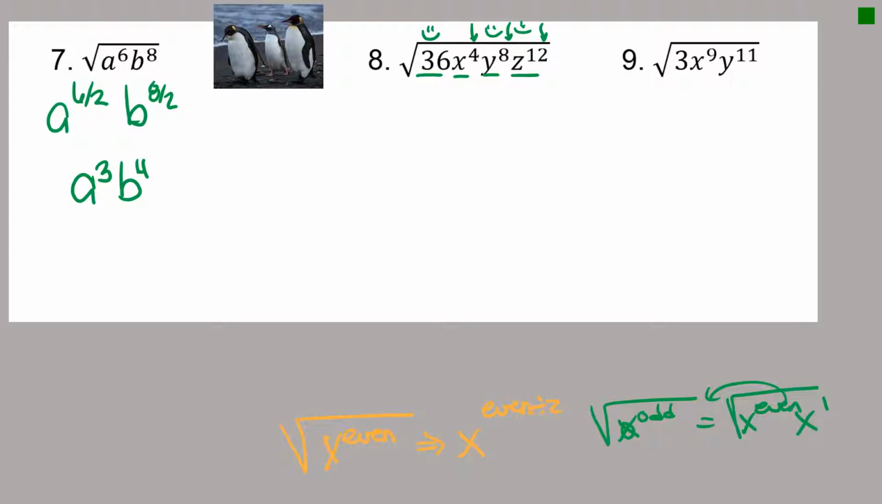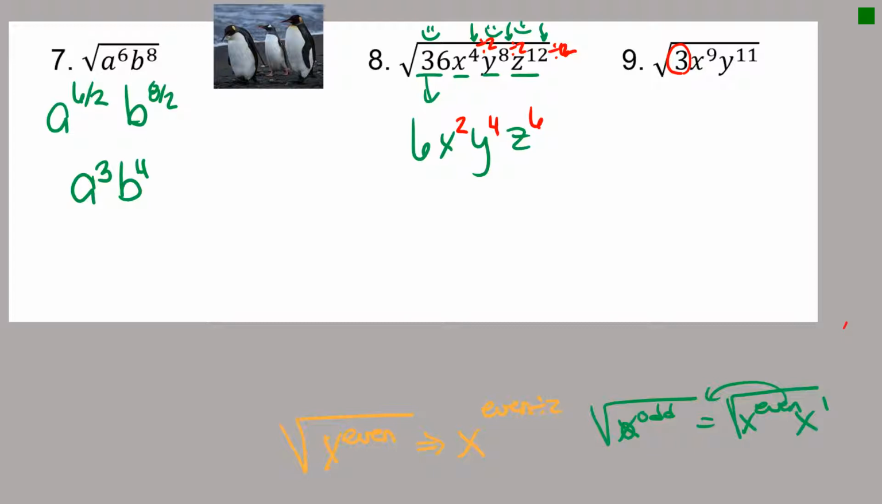And 36 is a perfect square. It's the perfect square of 6. I'm going to take 4. Now remember, what I'm doing is I'm dividing by 2. So it would be to the 2nd. For my y, it's got an even exponent. 8 divided by 2 would be to the 4th. And for my z, it's also got an even exponent. So 12 divided by 2, whoops, that's a 2, would be 6. Nothing was left inside.